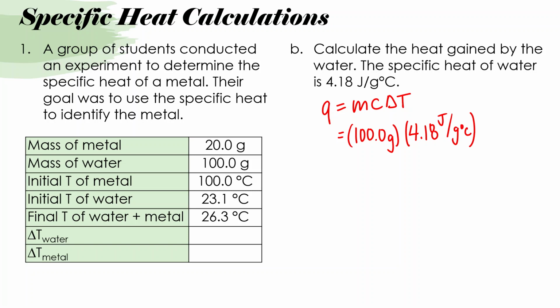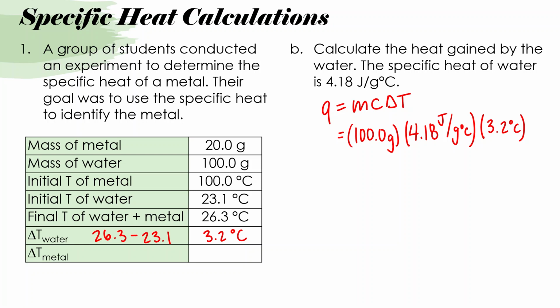And we need the temperature change of the water. In order to find that, we're going to do final minus initial. So 26.3 minus 23.1 is going to give us our temperature change for the water. I get a difference of 3.2 degrees Celsius. So I'm going to multiply this by 3.2 degrees Celsius here, and go ahead and do my math.